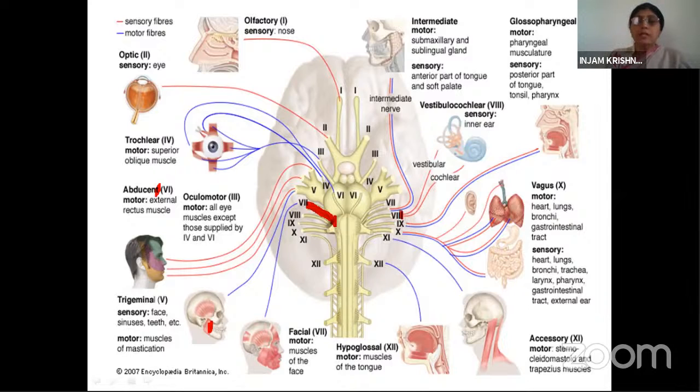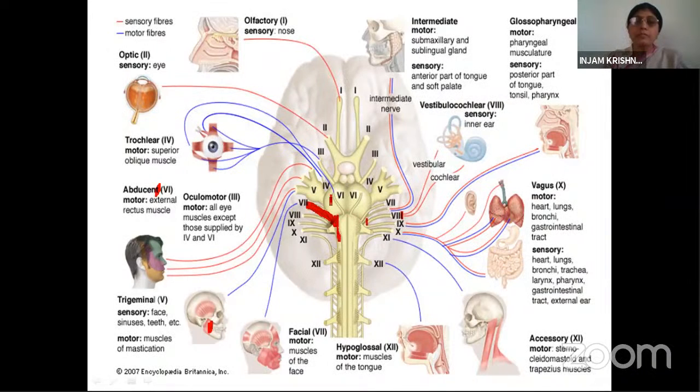Eighth one. This is the vestibulocochlear nerve. Here, two parts are there. It is a sensory nerve. One nerve arises from the cochlear portion and the other nerve arises from the vestibular portion. So cochlear portion, what is the sensory part? It is the organ of Corti. The sensory nerve arises from the organ of Corti of the cochlea and reaches the pons.